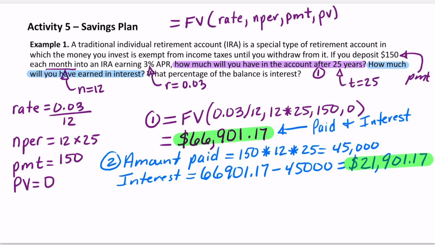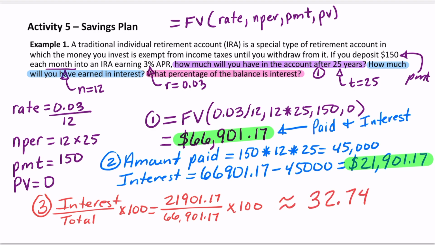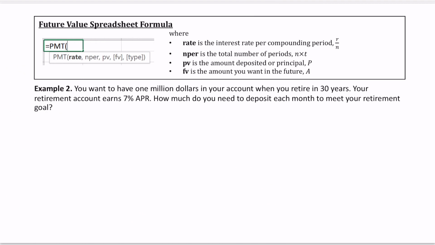The last thing it asks us to do is to figure out what percent of the balance is interest. To do that, we're going to take the amount of interest earned and divide it by the total amount in the account and turn that into a percent. We earned $21,901.17, and there's a total of $66,901.17. To turn that to a percent, we just multiply by 100, and we'll put that in a calculator and get that it is just shy of approximately 33%.